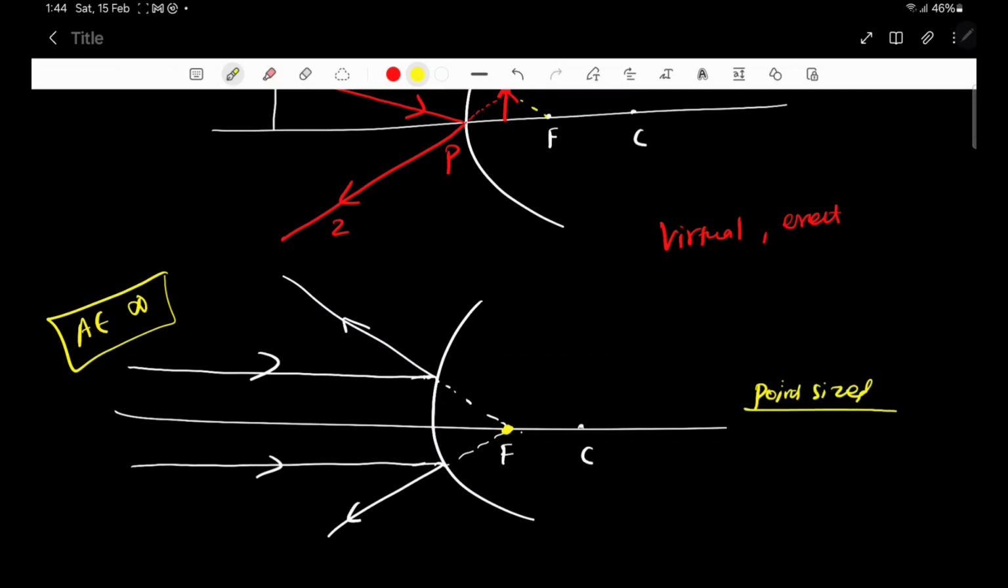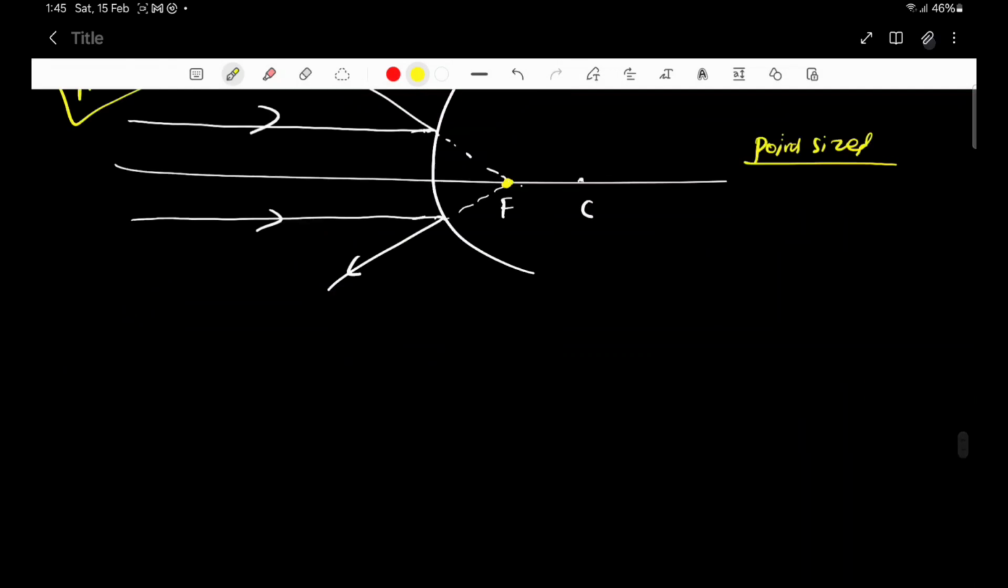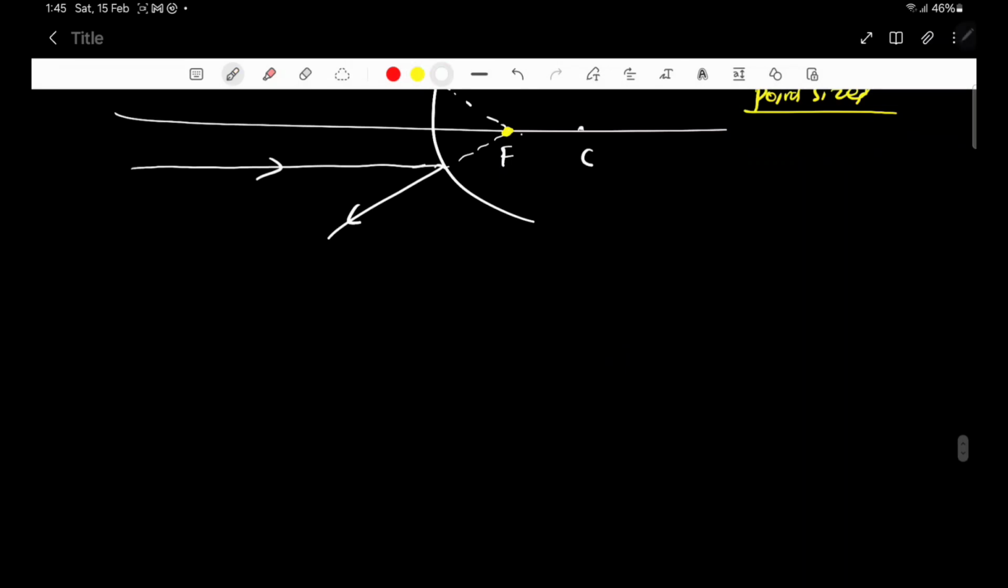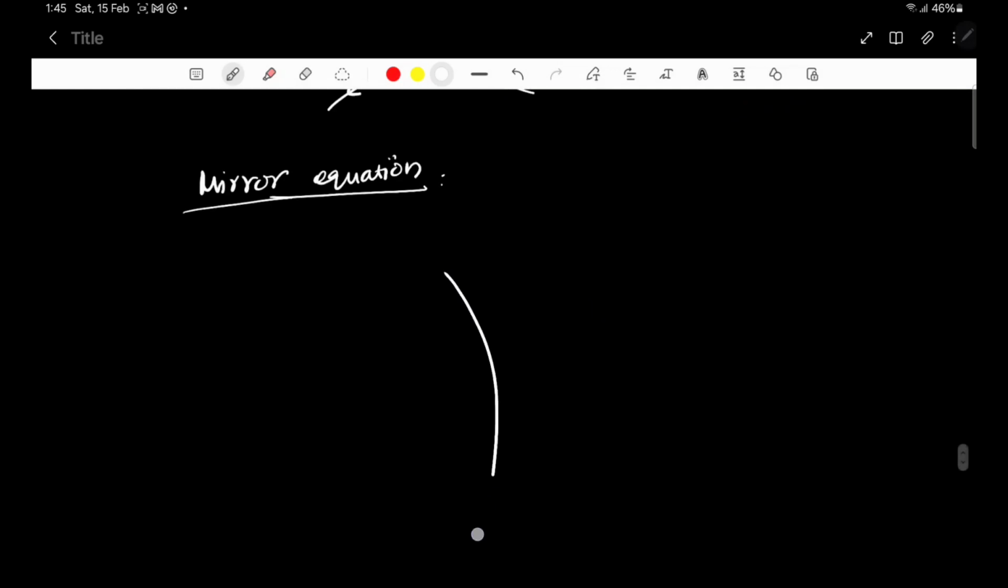So these are the image formation diagrams we have. Now having developed enough ideas about the nature, location and size of the image formed by the concave and convex mirror, we have enough idea to develop the mirror equations. Now consider we are going to develop the mirror equation. To develop this, first we can consider a concave mirror. Here we have a pole, a focal point, and the center of curvature.